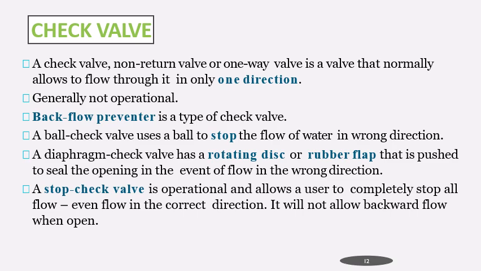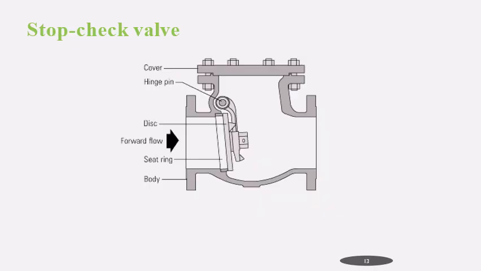A stop check valve is operational and allows the user to completely stop all flow, even flow in the correct direction. It will not allow backward flow when it is open. This is an example of the stop check valve.